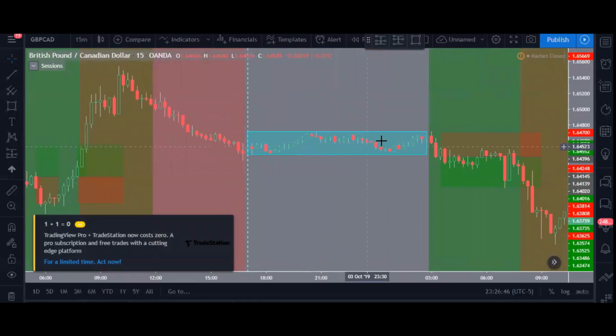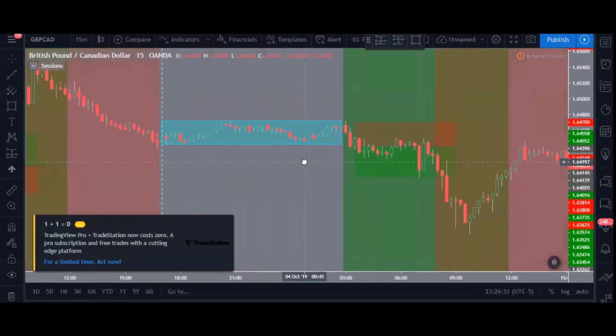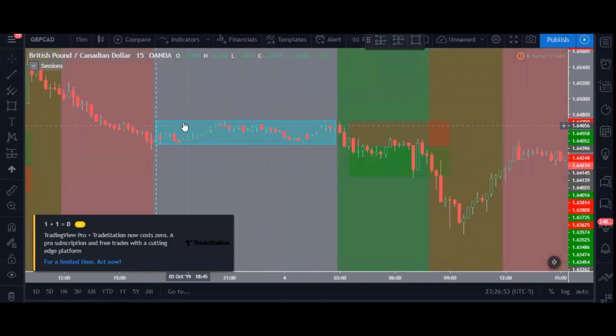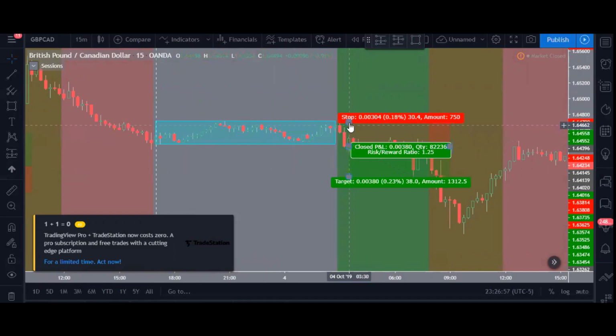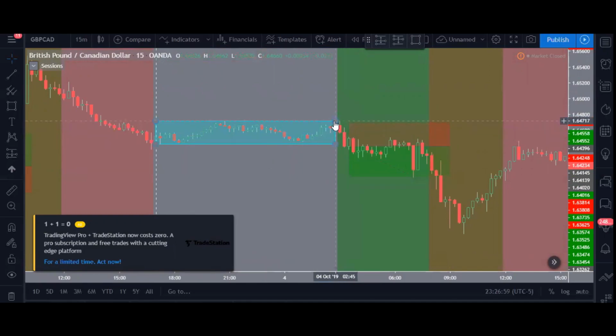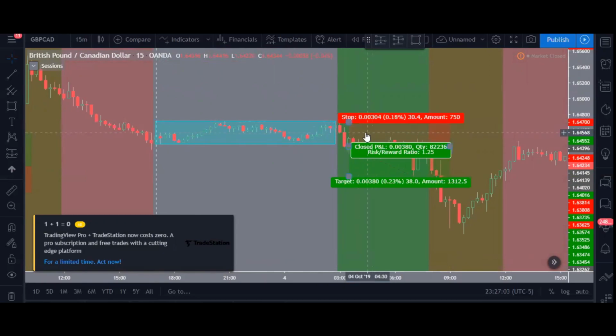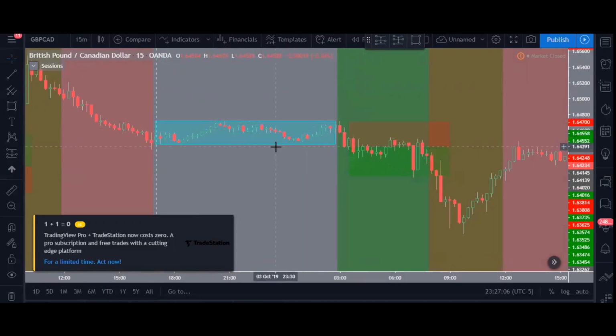Really small consolidation zone. Can sometimes be good, can sometimes be bad. Situations like this, where it's a very small consolidation zone, I will sometimes put my stop loss on the other side of the box. Still put my take profit as 1.25 of that. Only on situations where the box is very small.